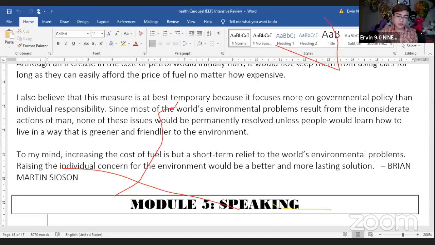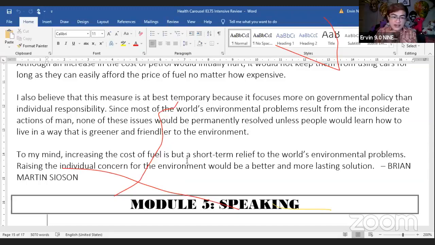But what's the difference between result in and result from? When you write result in, that means what's the consequence? What's the effect? But when you write result from, it means to say the cause, okay? Result from, correct. Result in, correct. But result to, wrong.